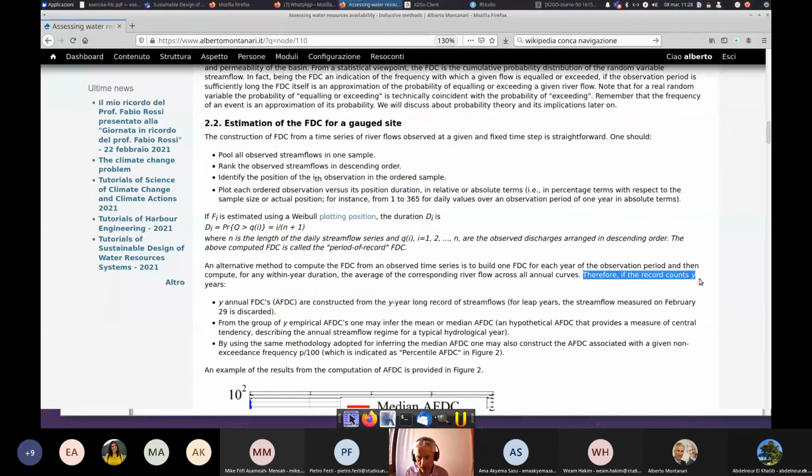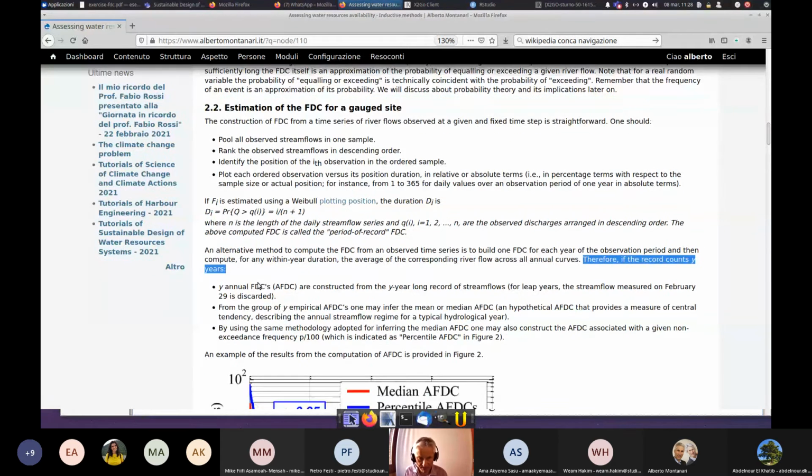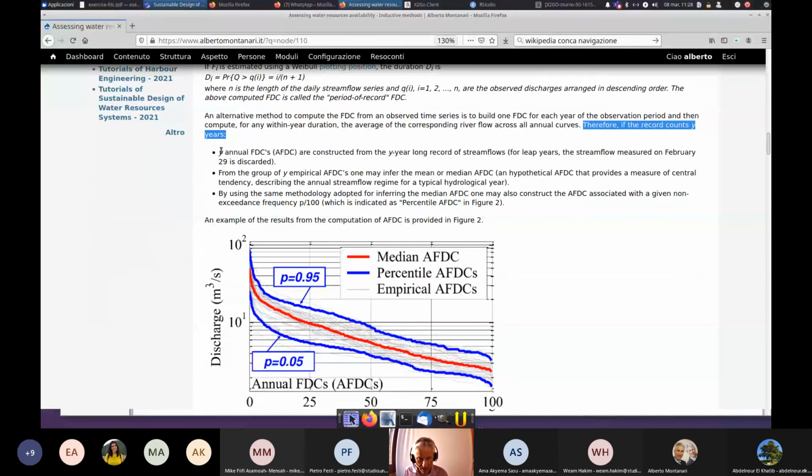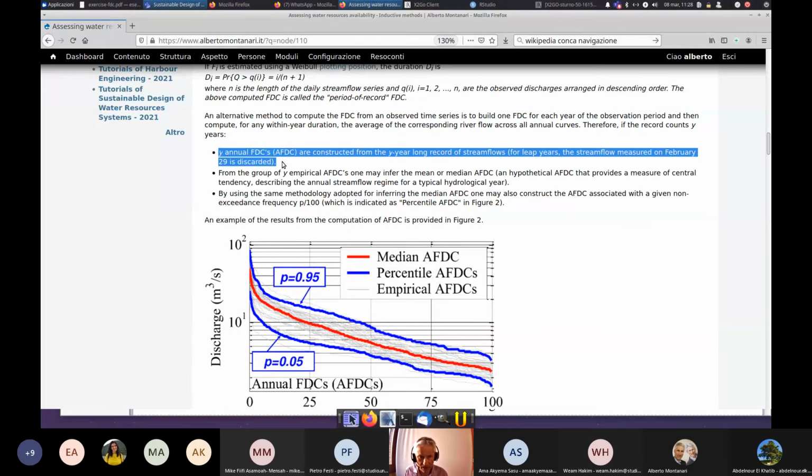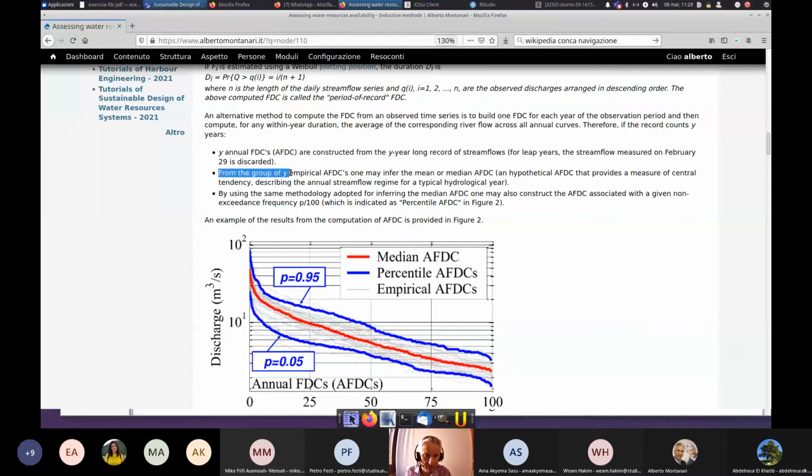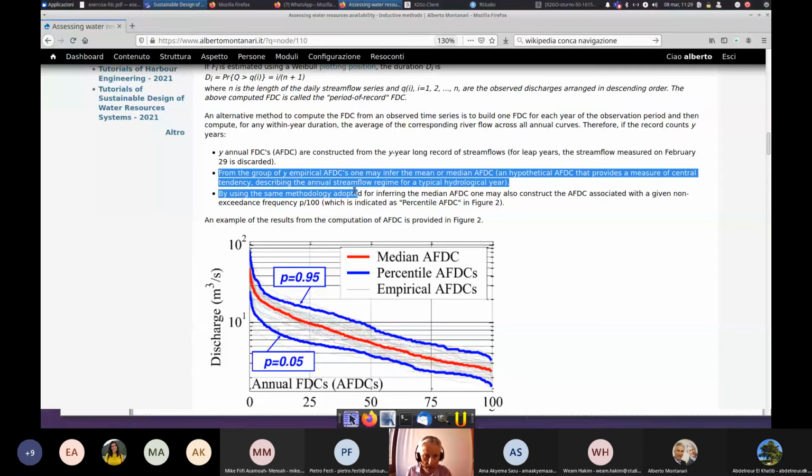Therefore, if the record counts Y years, in our case Y is 90, let's have a look at what happens. Y annual flow duration curves are constructed from the Y year long record of streamflows. Good. From the group of the Y empirical annual flow duration curves, one may infer the mean or median, describing the annual streamflow regime.